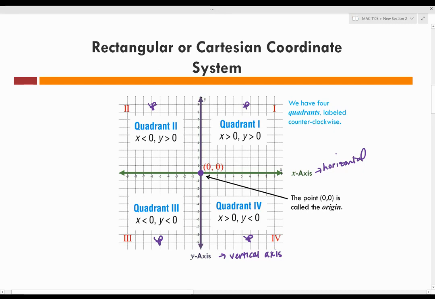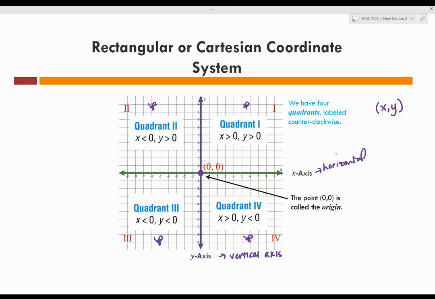Depending on what the coordinates are of your ordered pair, because that's how we navigate in this system, you are always given an x, y coordinate. If your x is positive, then you're moving to the right of the system. If your x coordinate is negative, you're moving to the left. If your y coordinate is positive, you're moving up. If your y coordinate is negative, you're moving down.